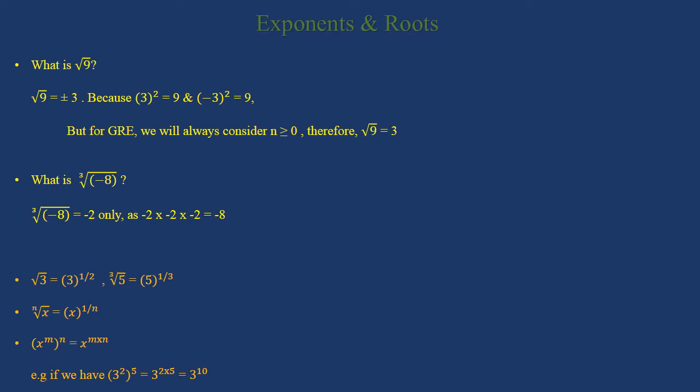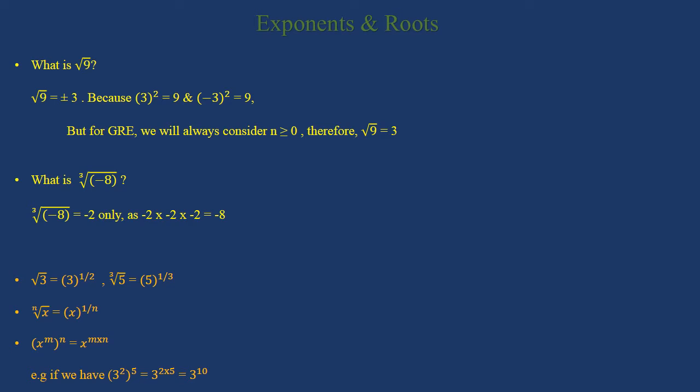Now these are a few examples of how we can simplify questions based on roots. Kindly note that the nth root of x is equal to x to the power 1 over n, and (x^m)^n is equal to x raised to the power m into n. This can further be understood by the example (3^2)^5, which is equal to 3 raised to the power 2 into 5, which is equal to 3^10.